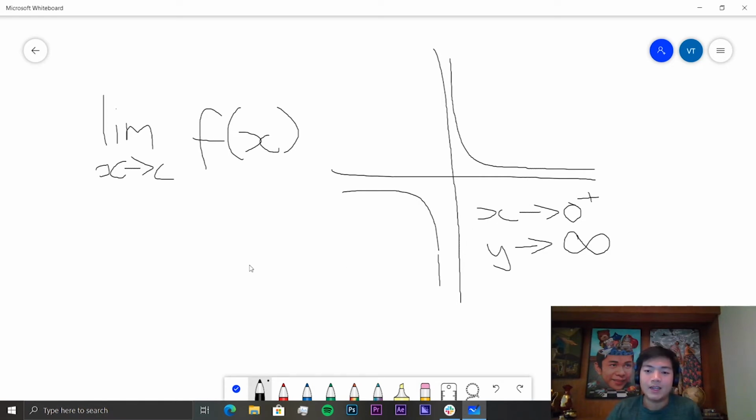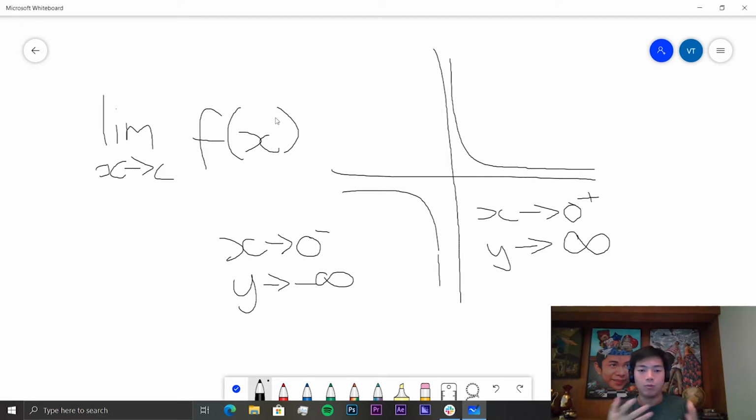And if you look at the negative side, as x approaches 0 from the negative side, then y approaches negative infinity. So because it never actually reaches that value, we have to use limits to work with these values that the functions tend to but never actually reach, and so that's going to form a very important part of differentiation.